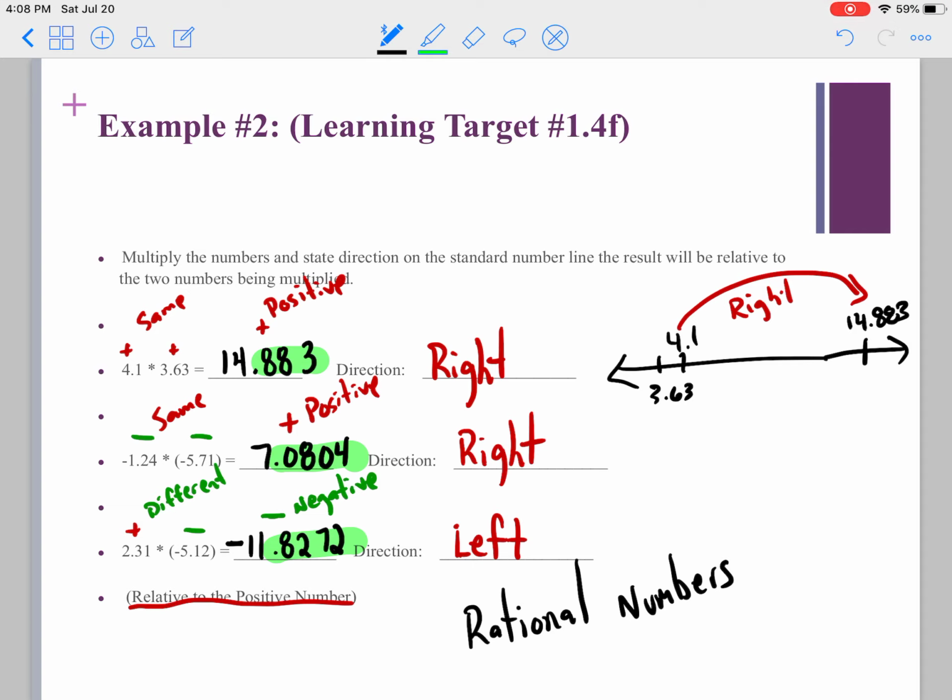So this concludes Unit 1.4, the properties of real numbers, focusing on multiplication. As always, please go back, review any content that you may need additional help with, rework the examples, review the guided notes, and if you have further questions, please come and ask one of the math teachers.